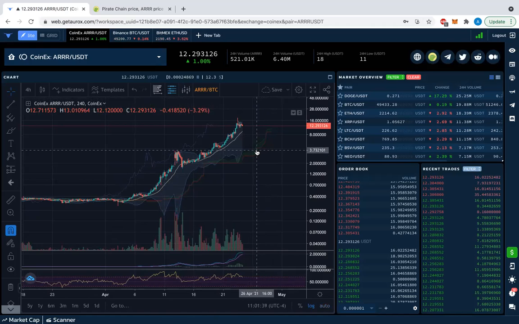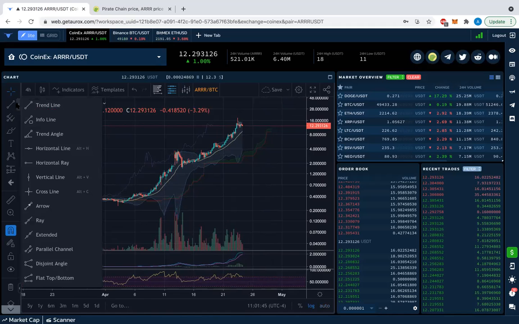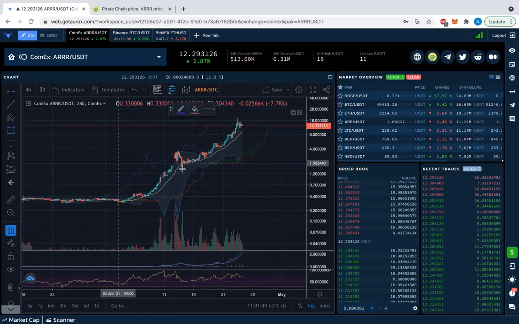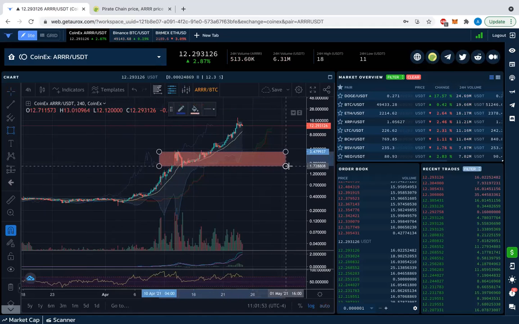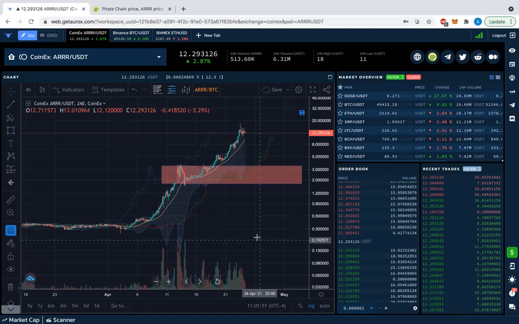Right, so this is a good level here. This is a nice level to watch. Let's create a rectangle. Brush, rectangle. And let's check what kind of retracement level that is.